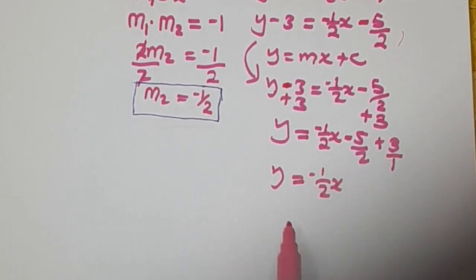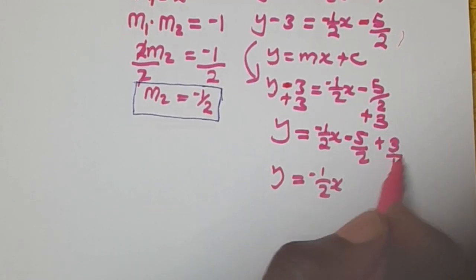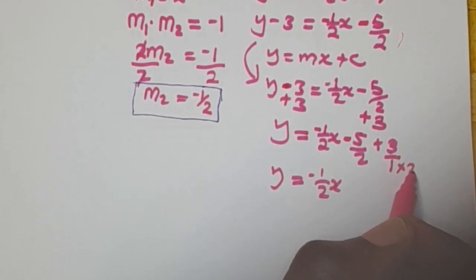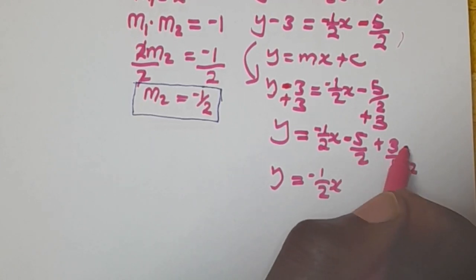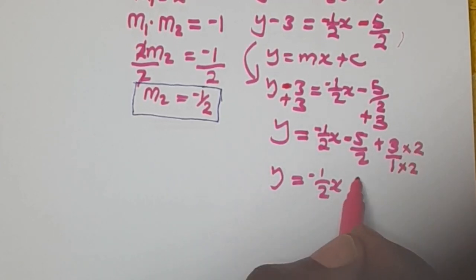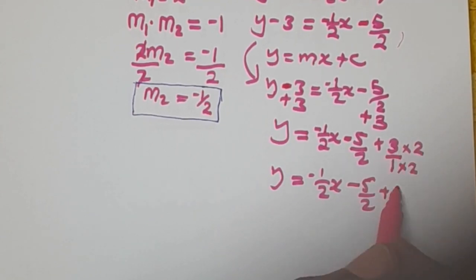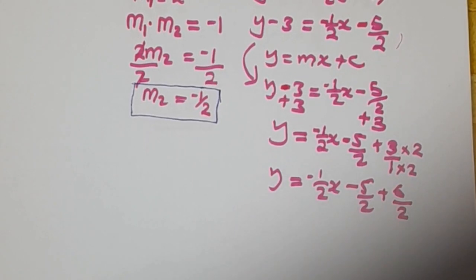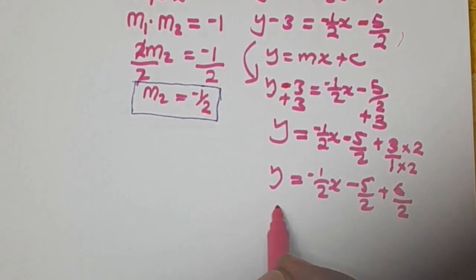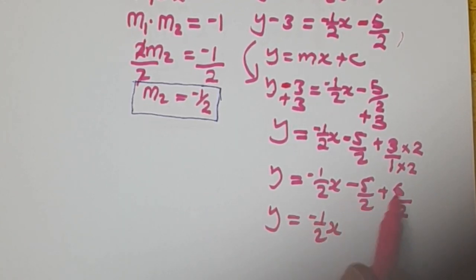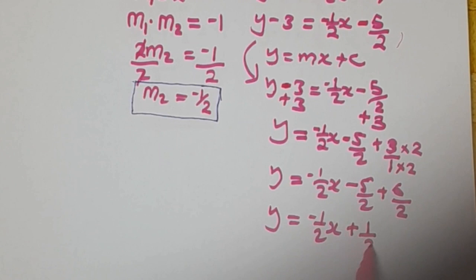So the common denominator is 2. So meaning we can write this as an equivalent fraction. We can solve this by multiplying by 2. We have 1 times 2, so that we have 2. We also do the same on the numerator. So we're going to have negative 5 over 2 plus 3 times 2 is 6 over 2. Now we can say negative 1 over 2 x. Negative 5 plus 6 is actually positive 1 over 2.